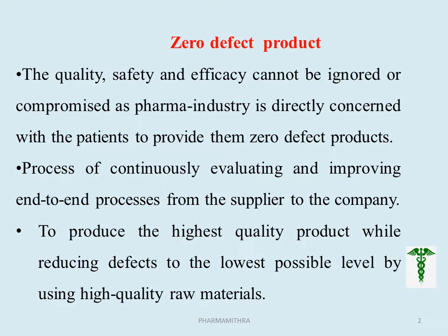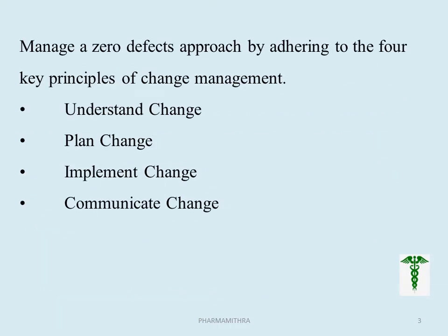So we can say that zero defect product is a continuous concept. To get a zero defect product, it should be a process of continuous evaluation, and it is an end to end process from the supplier to the company. To get the zero defect product, we want to produce a high quality product. In that, our main aim is to reduce defects to the maximum by incorporating high quality raw materials.